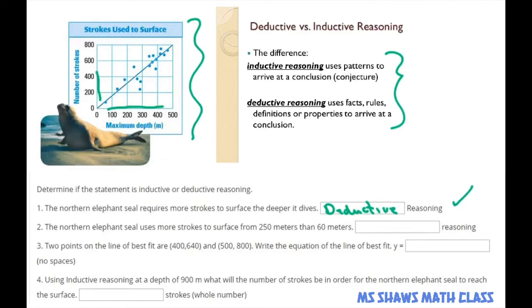Because you have 250, where's that? Right here at 250 meters. Uses more strokes to surface from 250 meters. It's here. Then it does 60. So 60 is down here somewhere. So there's your strokes there and your strokes there. So that would be deductive. All right. And then we're going to use inductive reasoning down here to come to a conjecture about future things. So let's move on to this.